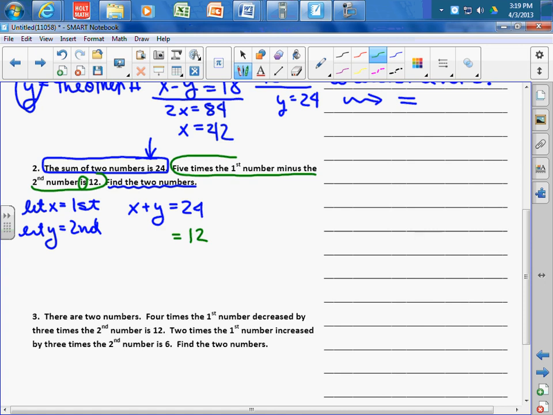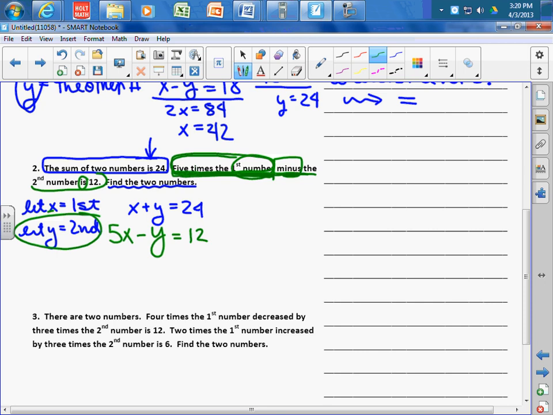But it's not just x minus y this time. We have to take this phrase and translate it. Well, I have 5 times the first number. What are we calling that? Our first number is x. How would I write 5 times that? How about 5x? Then it says minus, so we're going to use a minus sign, and the second number, we're calling the second number y. So I have 5x minus y is equal to 12. And there's our system of equations.